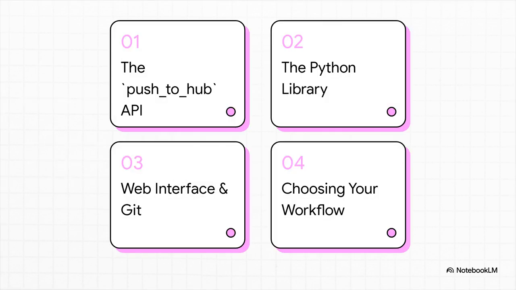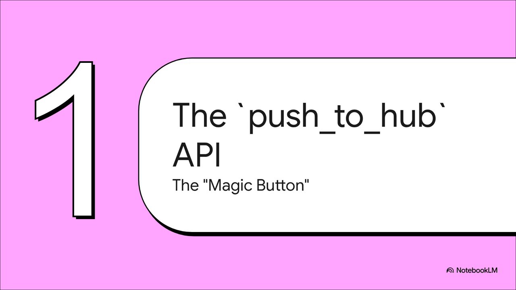So here's our roadmap for this explainer. We're going to walk through 3 different ways to get your model on the hub. We'll start with what I like to call the magic button approach. Then we'll get into a more powerful developer's toolkit. And finally, we'll cover the full manual control method. By the end, you'll know exactly which path is perfect for you. First up, the magic button.